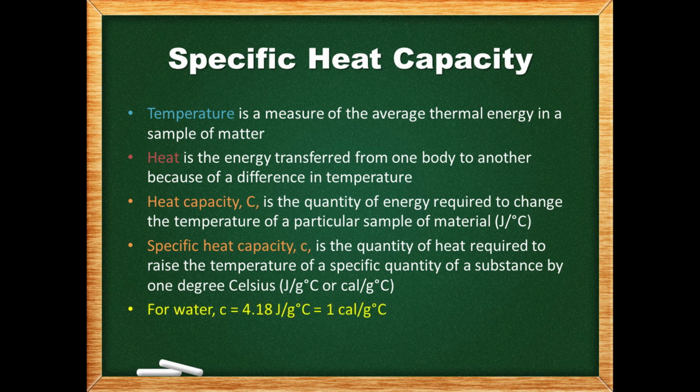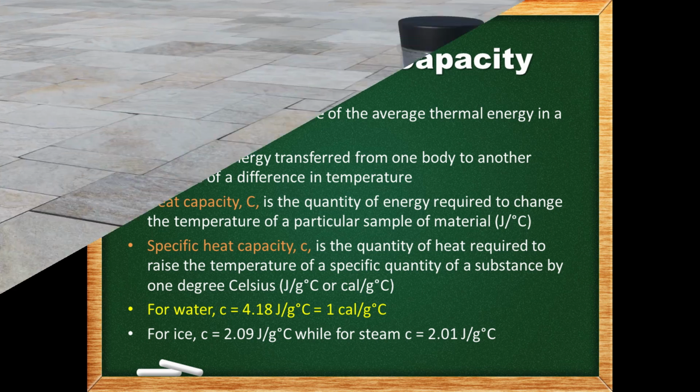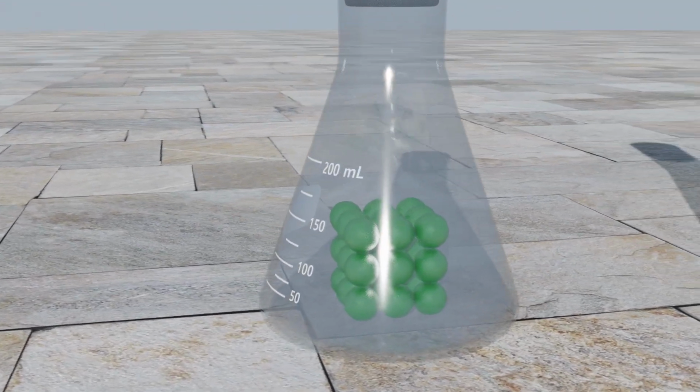One value we will use quite often is the specific heat capacity of liquid water, which is 4.18 joules per gram Celsius. The specific heat capacities for ice and steam are also listed and are both smaller than the heat capacity of liquid water. The high heat capacity of water is actually responsible for the relatively constant temperature of coastal and island cities. Let's quickly review changes of state.